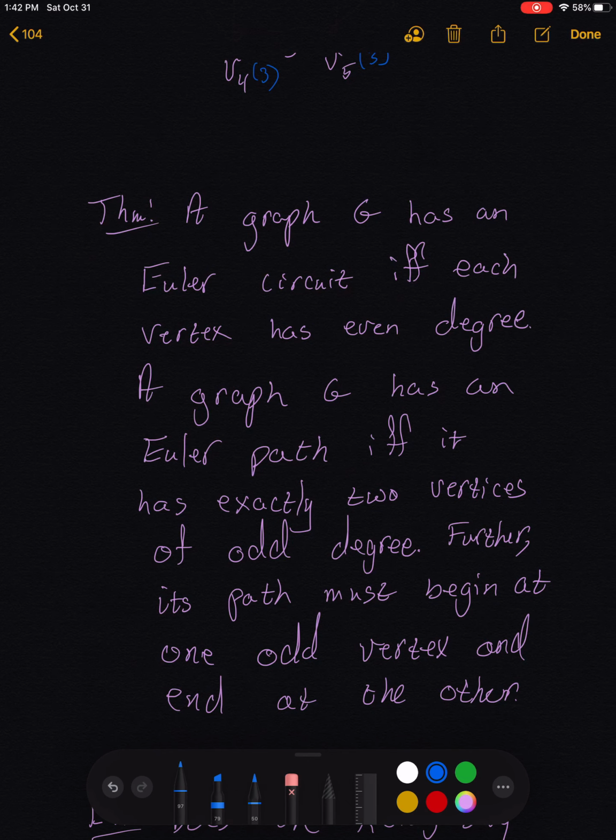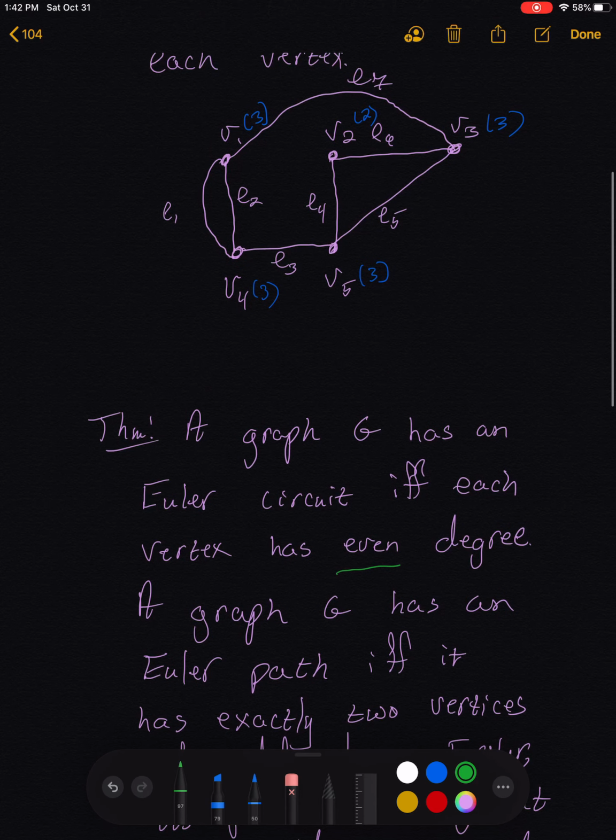So first of all, a graph G has an Euler circuit if and only if each vertex has even degree. So again, we need every vertex on the graph to be an even degree vertex. So looking at the example we just did, there's a bunch of degree 3 vertices, and 3 is an odd number, and therefore there is no Euler circuit. So if our task was to try to identify a circuit or a path for this graph, we would just look and say, oh, too many odd vertices, it can't be done.